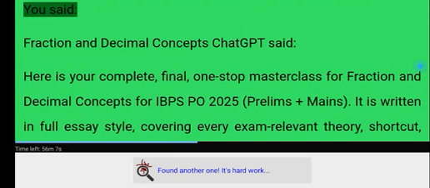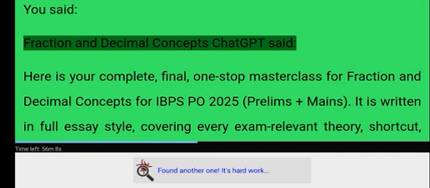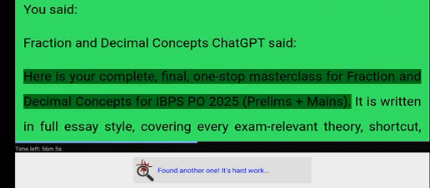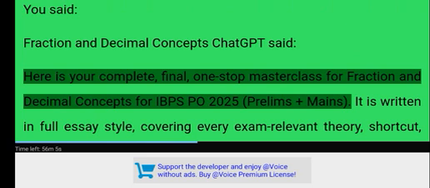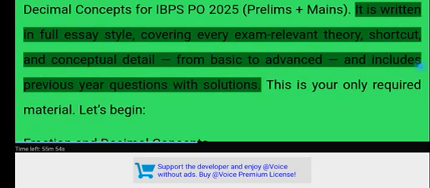You said: fraction and decimal concepts. ChatGPT said: here is your complete, final, one-stop masterclass for fraction and decimal concepts for IBPS PO 2025 prelims plus mains. It is written in full essay style, covering every exam-relevant theory, shortcut, and conceptual detail, from basic to advanced, and includes previous year questions with solutions.